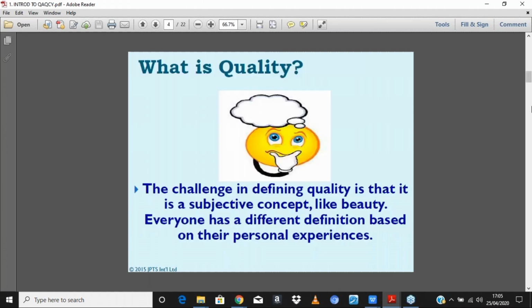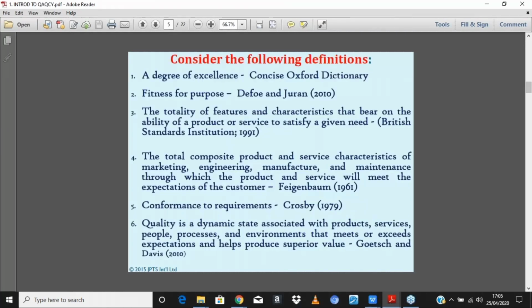But first of all, let's examine the concept of quality. What is quality? Now, we said quality is a very subjective concept. Why do we say it is subjective? We say quality is subjective because it's like beauty. Sometimes beauty is difficult to define, and that's what we say quality is. Just like you can see, I'm sharing my screen. From our screen, you can see that there are various definitions of quality that have evolved over the years.